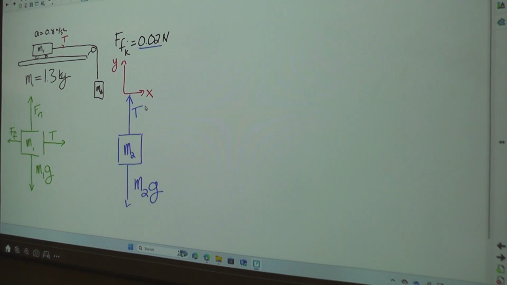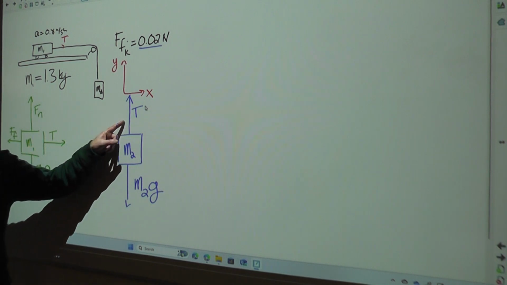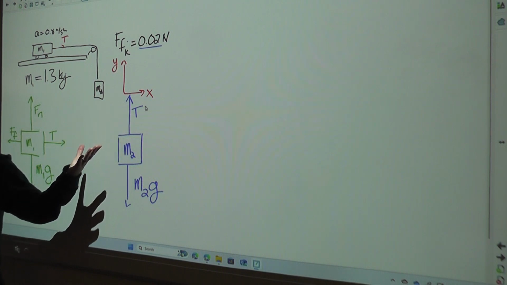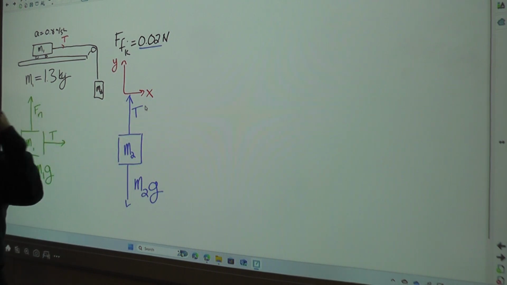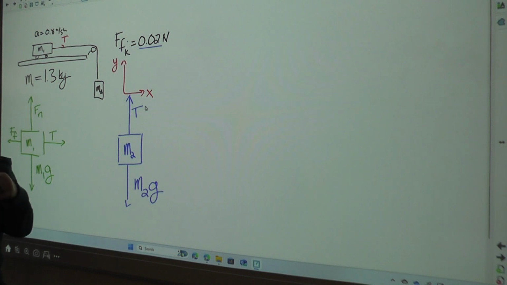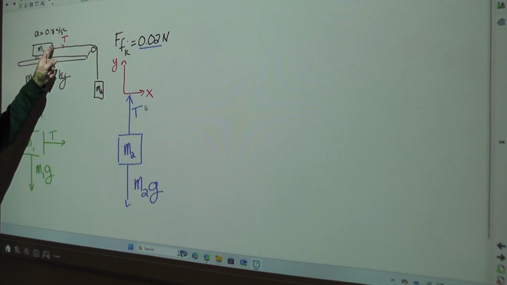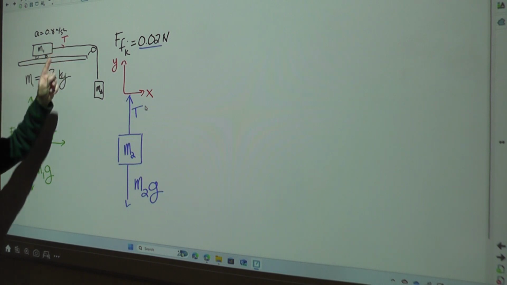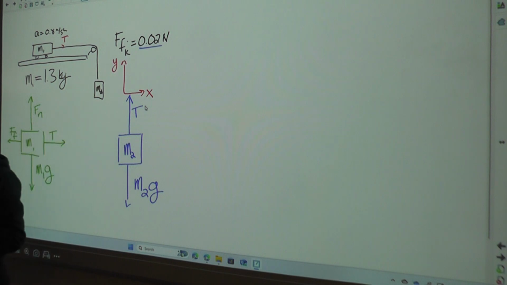Here's some things that are kind of interesting. Number one, because of the way the tension works, we know that this tension and this tension have to be the same. They have to be. The string itself is transmitting that pulling force from one end to the other. So whatever we find needs to pull the cart to the right will also be pulling up on the mass.